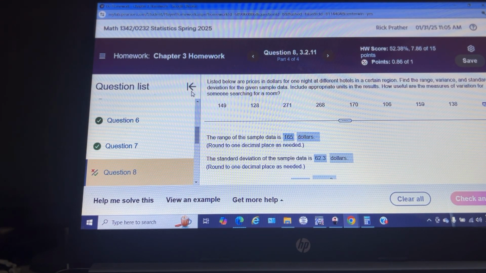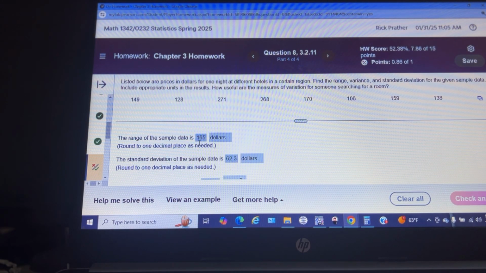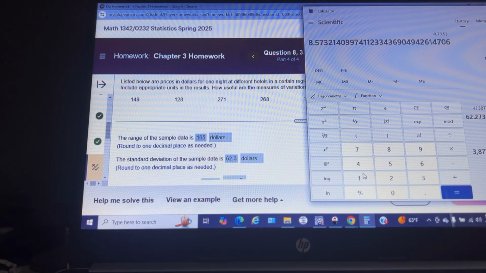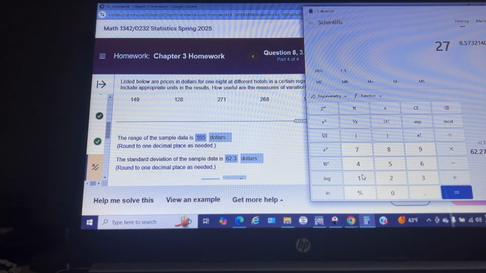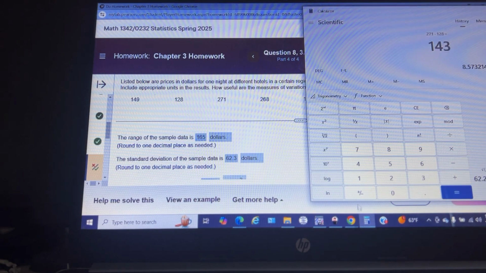See how it did ask for the range first. The reason I didn't have it written down is it was just easy and I did it right here. So the highest number was 271 and the lowest number was 128. So if you do 271 minus 128, there's the 143 answer. Oh, I guess I found the wrong number. There's a smaller number, 106. So 271 minus 106, that's the 165 answer. I'm pretty sure that was part of the last video.